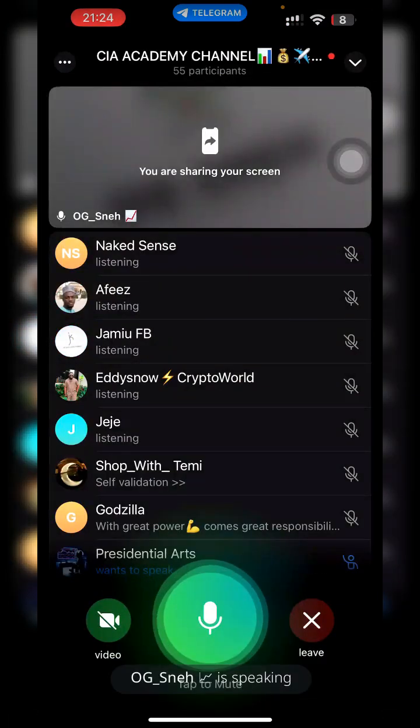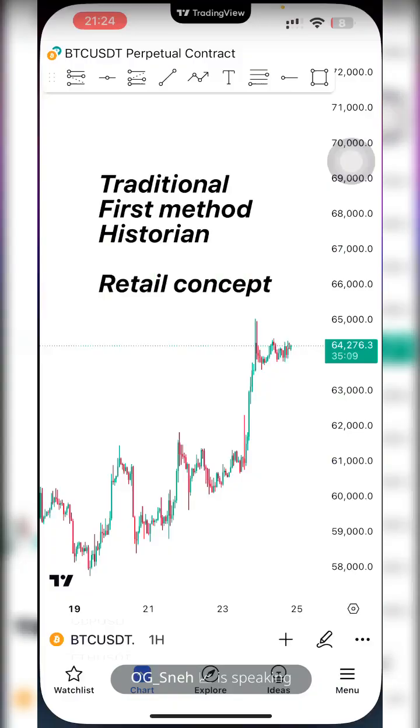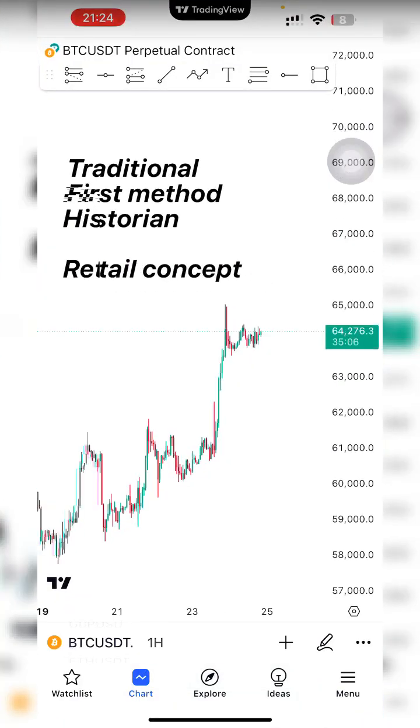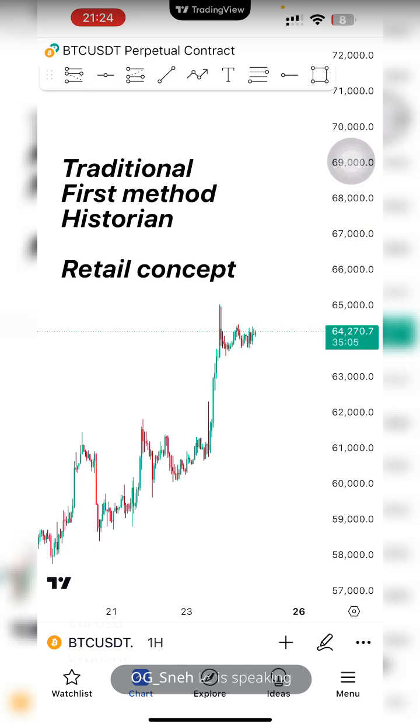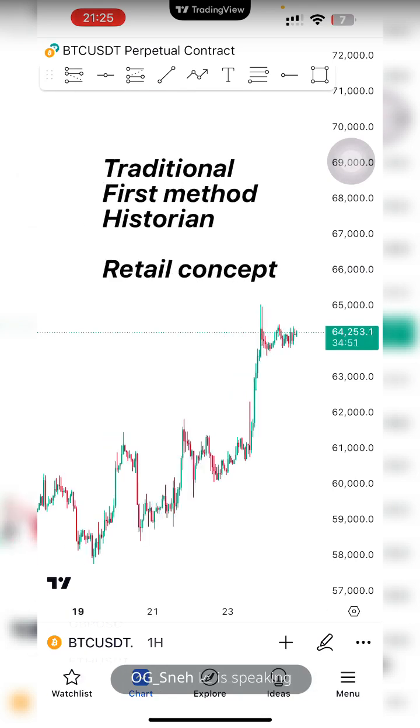So I said the retail concept of trading. Traders using the retail concept of trading use two things. Number one, I call it market structure. And number two, I call it indicators.